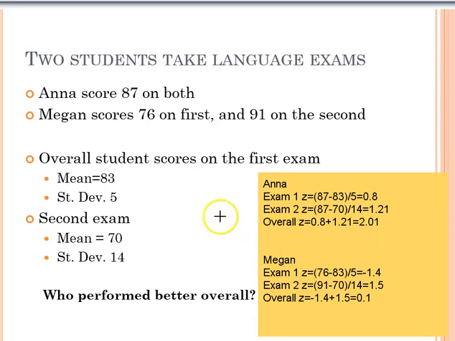So in comparing these two girls and their exam scores, we can see that Anna performed better overall because she scored above average on both exams, whereas even though Megan scored much farther above average on the second exam, she scored very below average on the first exam, which was actually the easier exam. So this outweighed any of the benefits she got from scoring above average on the second exam. So that's how z-scores can be useful for comparing different groups of things, and even different things that come in different units and different scales.